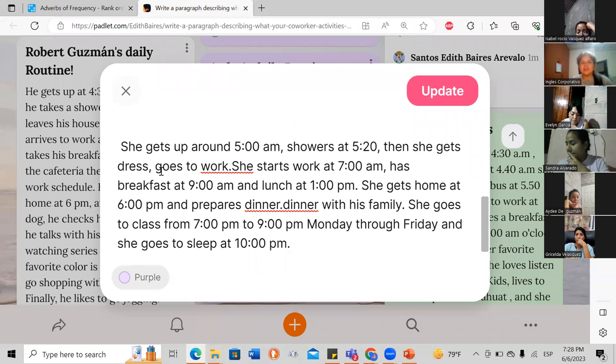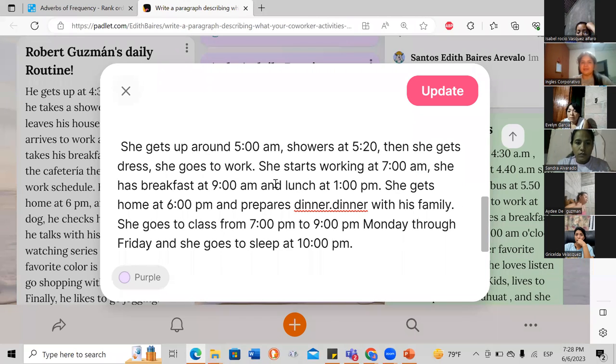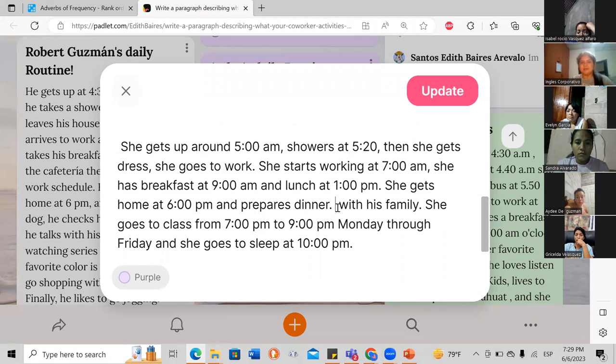Okay, she gets dressed. And she goes to work. She starts working at 7 a.m., she has breakfast at 9 a.m. and lunch at 1 p.m. She gets home at 6 p.m. and prepares dinner. Y le borramos una. Dinner with her family. She goes to class.